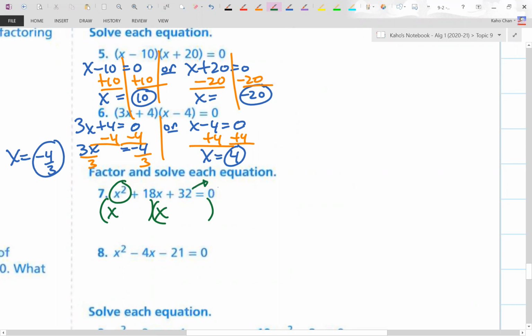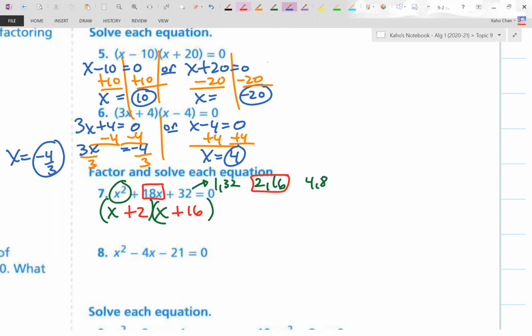How about 1 times 32, 2 times 16? Stop! I could have gone to 4 times 8, right? But I already noticed that 18 is 2 plus 16. Ding, ding, ding, ding. There's my answer. x plus 2 times x plus 16. Set that equal to 0 already. Split them up and solve. Yay.